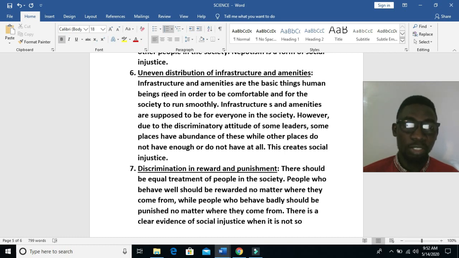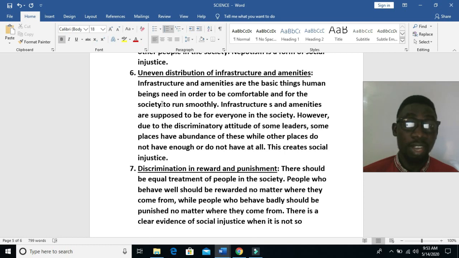Uneven distribution of infrastructure and amenities is another new term, so take note. Infrastructure and amenities are the basic things human beings need in order to be comfortable and for society to run smoothly. I repeat, infrastructure and amenities are the basic things human beings need in order to be comfortable and for the society to run smoothly.